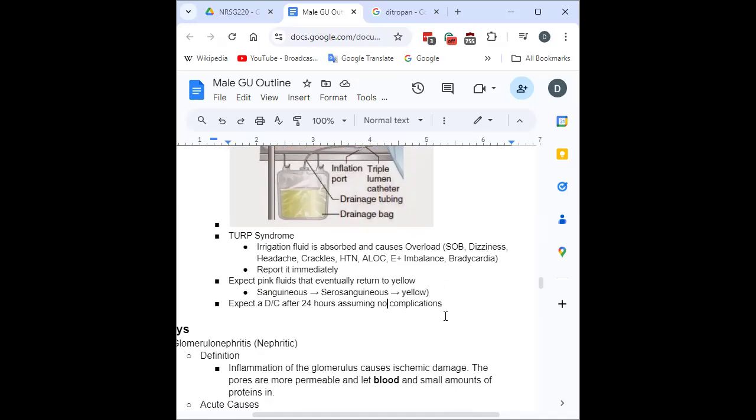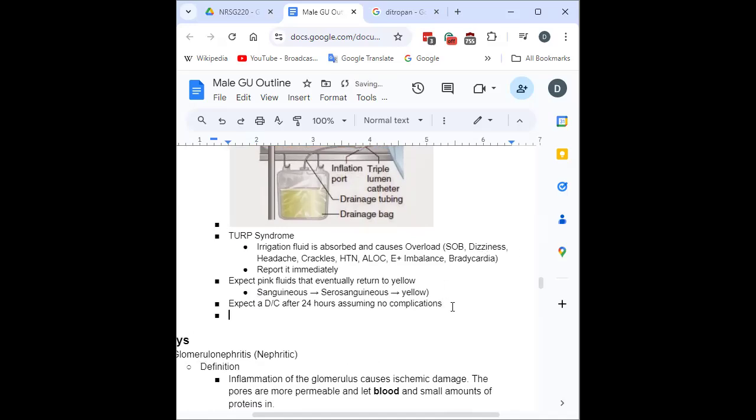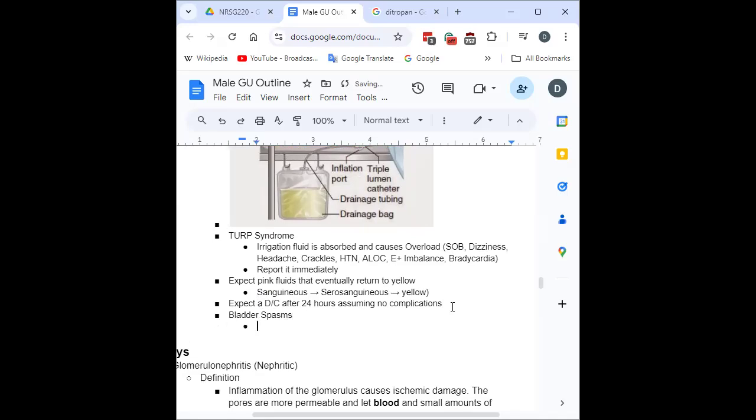Okay. And then lastly, we also mentioned the bladder spasm. So they're assessed for the bladder spasm. When you have bladder spasms, it can be related to clots and stuff. So that's something that the patient can complain about. Check the tubing, and you might have to manually irrigate it as well.